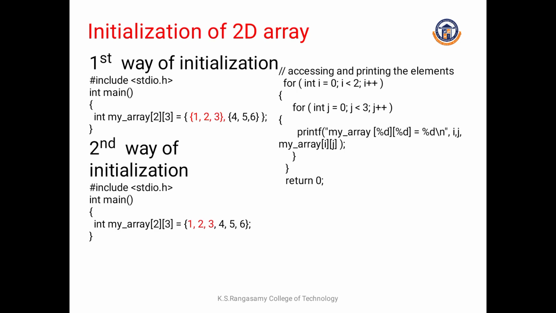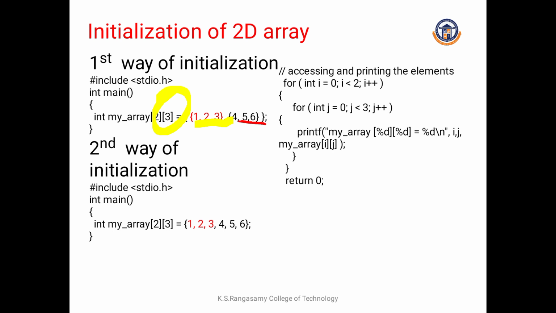This is one way of initializing two-dimensional arrays. So we have int array 2 comma 3. This 2 comma 3 represents 2 rows and 3 columns. The first row will have values 1, 2, 3 and the second row will have values 4, 5, 6.